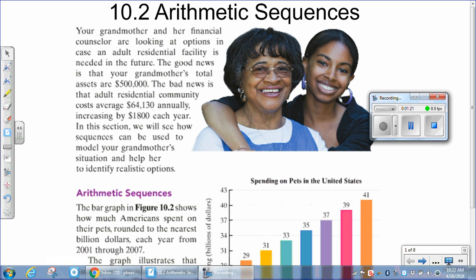And the cost is increasing $1,800 per year. So with this type of arithmetic sequence, we're actually going to relate them to linear functions, and I'll show you why in a minute. If it increases $1,800 each year, there's a constant rate of change. So we add $1,800 every year, $1,800 plus $1,800 plus $1,800. That's one of the reasons we can relate it to a linear function.